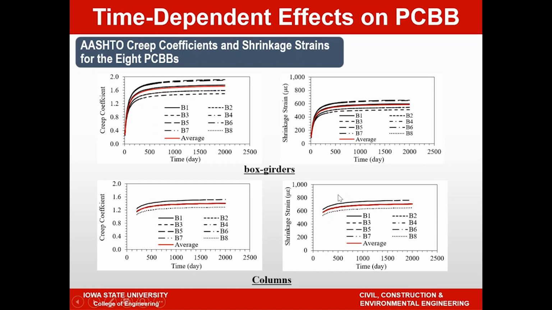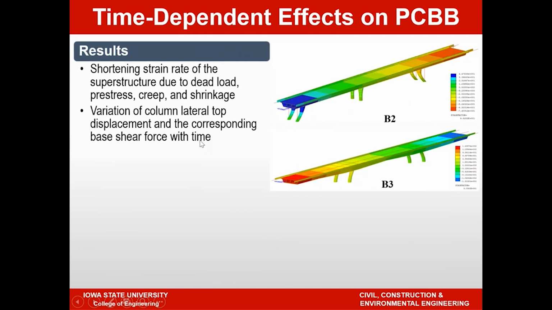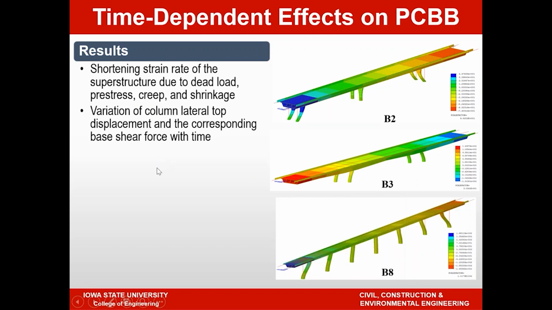Let me show you some results of the analysis. So shortening strain rate of the superstructure due to dead load, pre-stress, creep, and shrinkage were evaluated, and then we figured out the column top lateral displacement, and recall that we have also activated the relaxation. So that relaxation is active in these analyses, and what you're seeing here are 2 of the bridges, B2, B3, along with B8, which is the longest bridge that we analyzed.